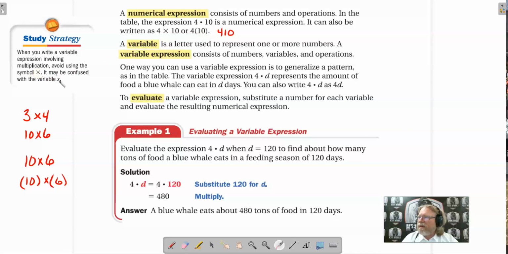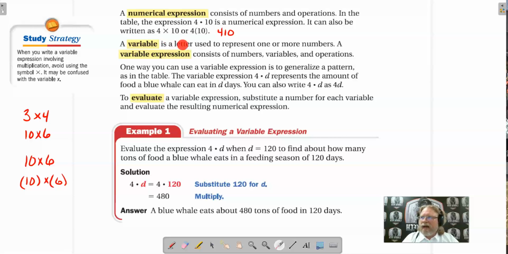On to the definition of a variable, because we talked about here, you don't want to use that x sign because it may be confused with the variable x. Well, what is a variable? A variable is a letter used to represent one or more numbers. Now, my personal definition of a variable is that a variable is a symbol that represents a value that can change.